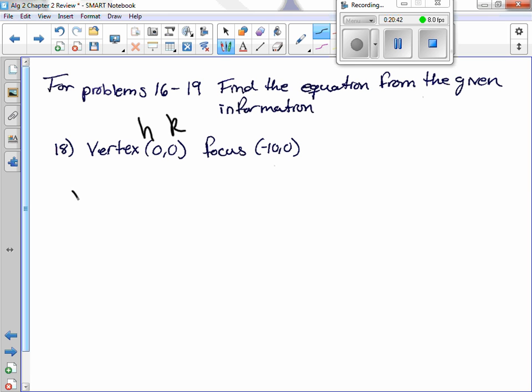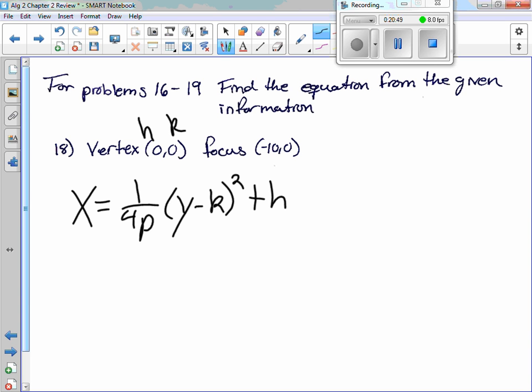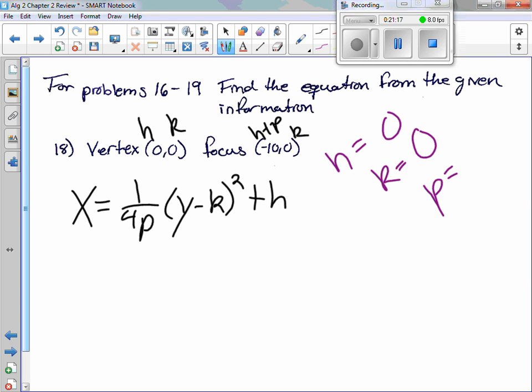So that means for this problem, I'm going to be using x is equal to 1 over 4p times y minus k squared plus h. I would just write that formula down to start with, because we have h and k already. And this one here is h plus p, comma, k. Well, we know the values of h and k are both 0 because it told us that in the vertex, yes?